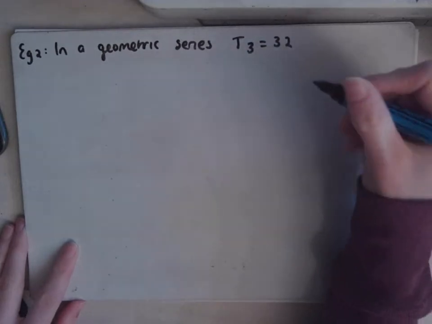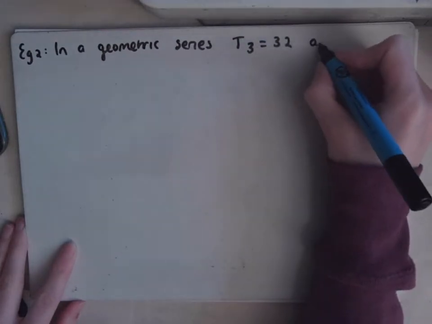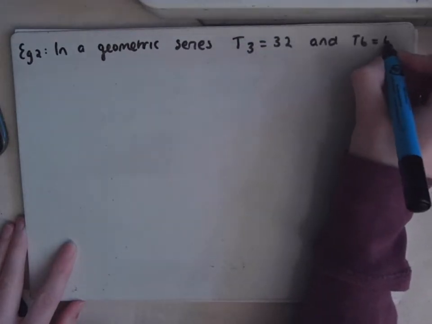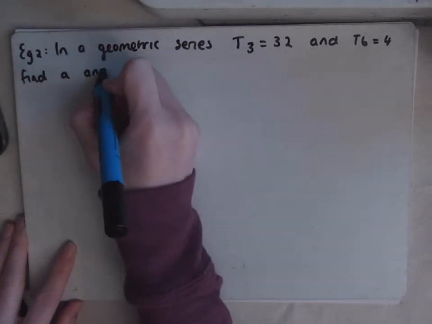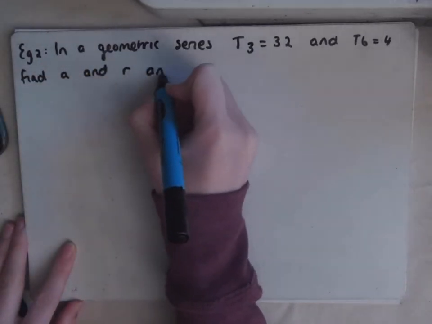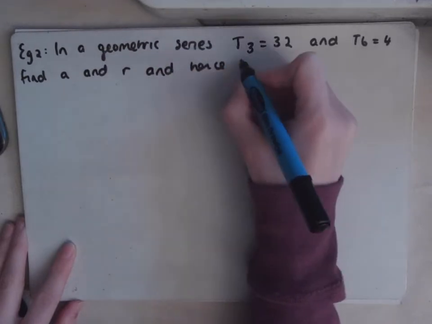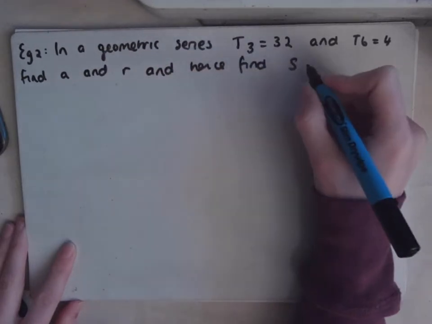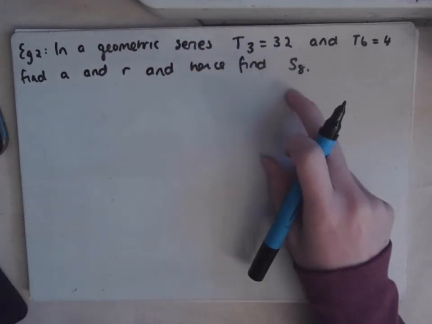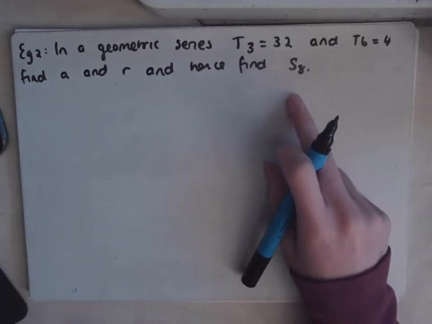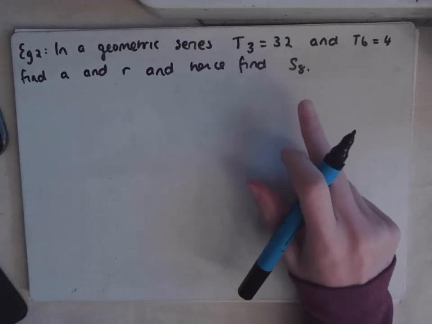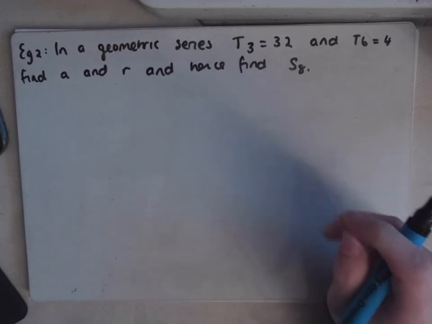Okay, so in a geometric series, T3 is 32 and T6 is 4. Find A and R, and hence find S of 8. So that's the sum of the first 8 terms in your series. Okay, so you know you're probably going to have to do some form of simultaneous equations.